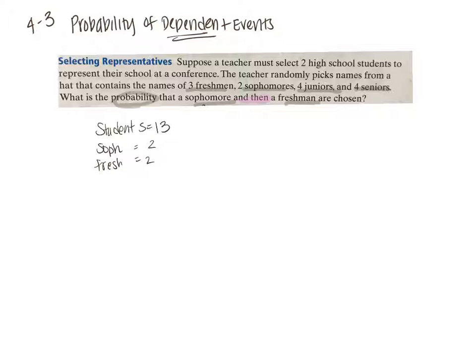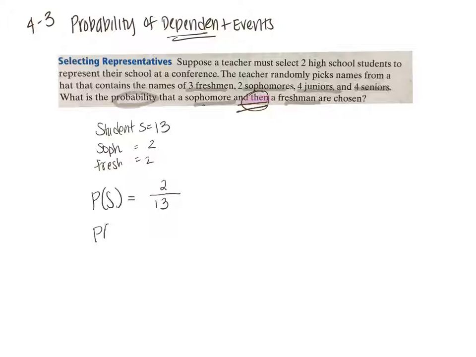Okay, so if I want to find the probability that a sophomore is chosen, probability of S, I need to choose the number of sophomores that I have out of the total general pool, which is 13, and then a freshman. If I see "and then," that's usually meaning that my sophomore doesn't go back in the mix. It means that my sophomore has been pulled out.